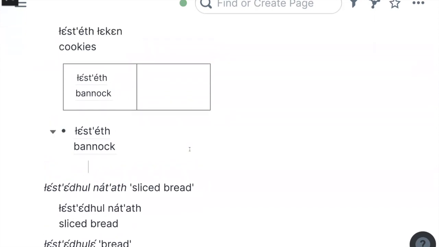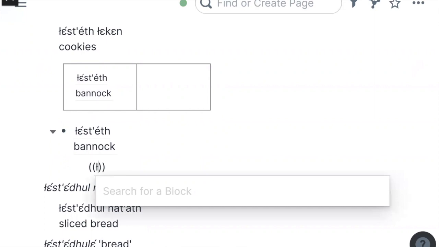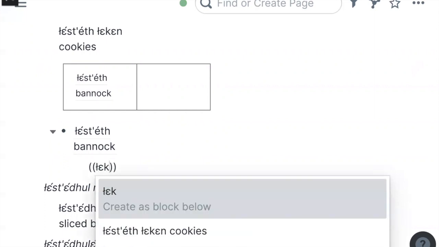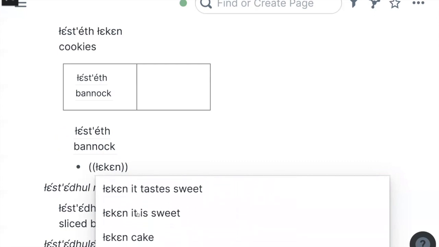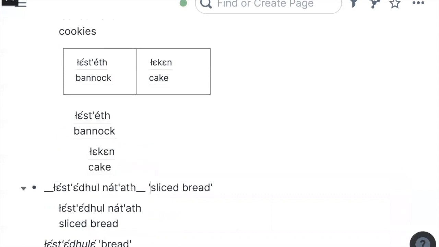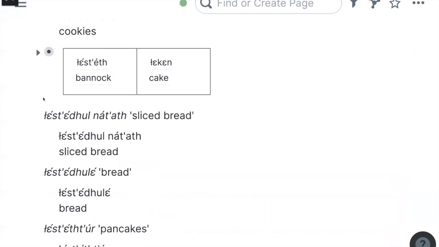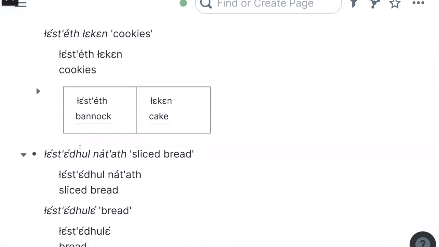And lecken next. Okay. So I'm going through. See, it has a few different meanings. It tastes sweet. It is sweet. Cake. I suspect that this is the form that's being used in that case. So what this means is the word for cookies is derived from bannock cake. And there's an example of derivational morphology, but let's go to that example of sweet.